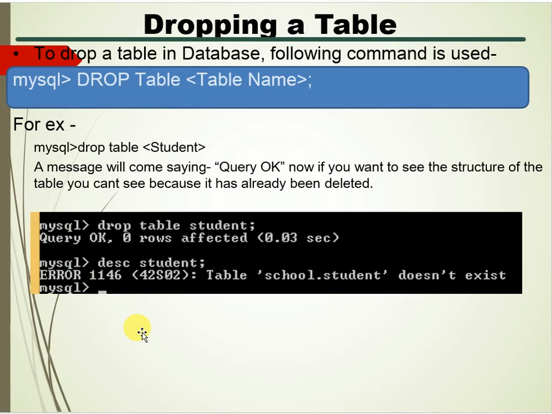Now we'll move to the next thing, drop table. If you want to remove or delete a table, you can use the drop command: drop table, and then specify the table name. See the example: drop table student, query OK, your table has been removed. How is it confirmed? See the structure of the table: DESC student. Table school.student doesn't exist, meaning your table has been removed.